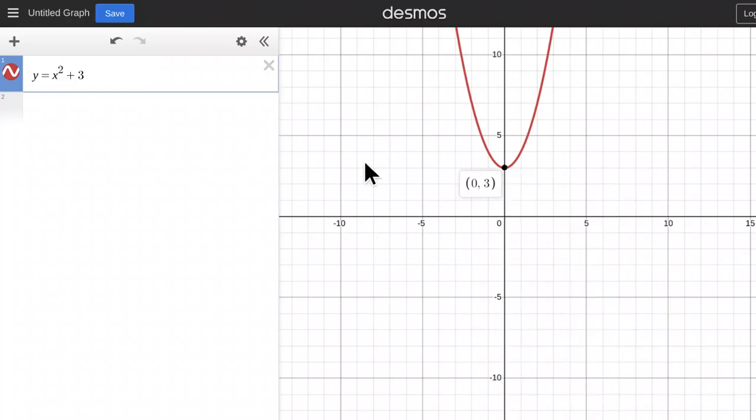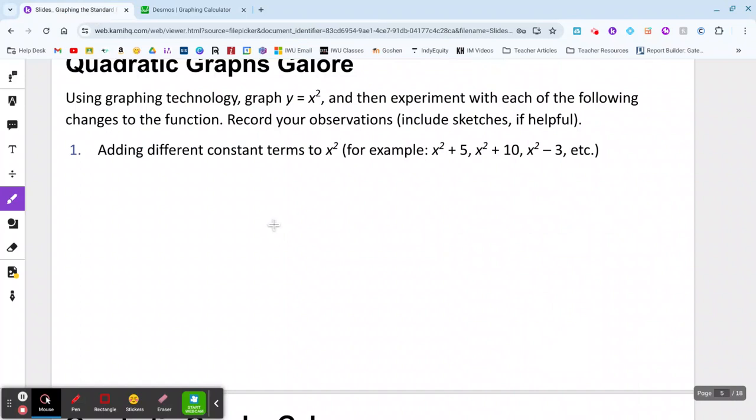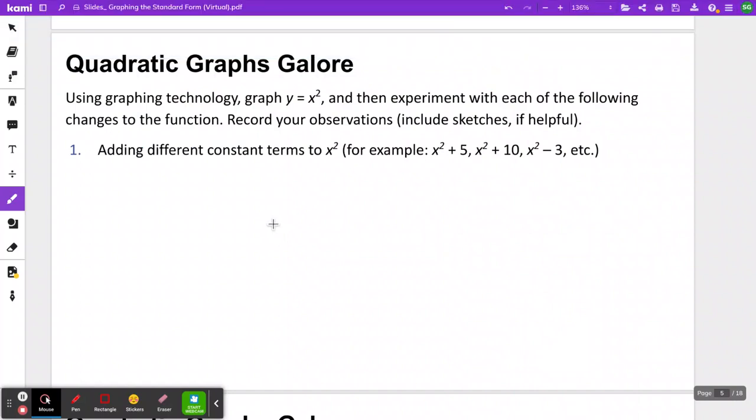So let's go ahead and summarize that in our first part. It says, adding different constant terms to x squared. I would write those exact words in my notes and then finish it with changes the y-intercept.